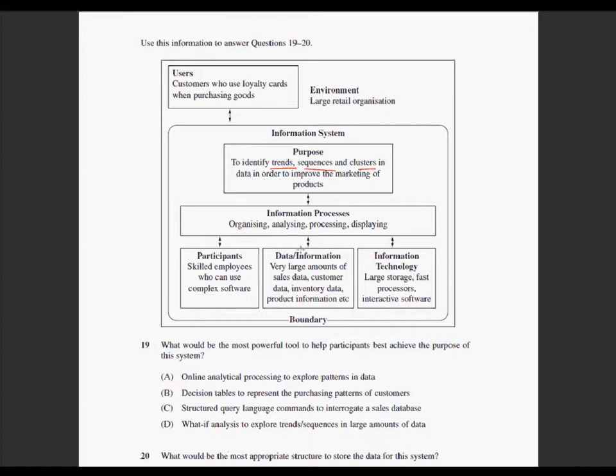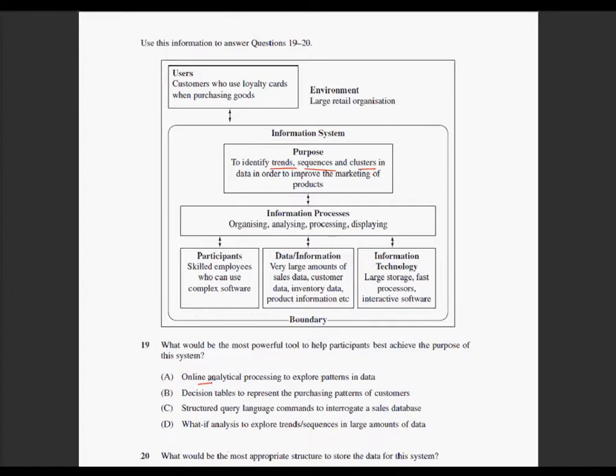And if we carry on reading, we can look that it's going to organize, analyze, process and display data. Skilled employees are the participants, and the data and information are very large amounts of sales data, customer data, inventory data and product information. And the IT that we're going to use are large storage, fast processors and interactive software. So let's have a look at the different tools that they've got listed down here.